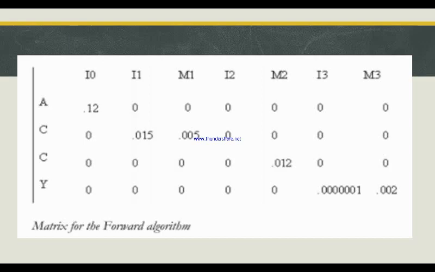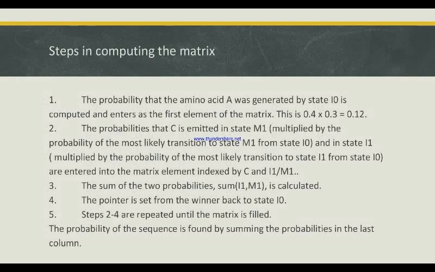0.4 times 0.3 we get 0.12. And then after that, the probability that C is emitted in state M1 multiplied by the probability of the most likely transition to state M1 from state I0, and then in state L1 multiplied by the probability of the most likely transition to state L1 from state I0, and enter into the matrix element indices by C.